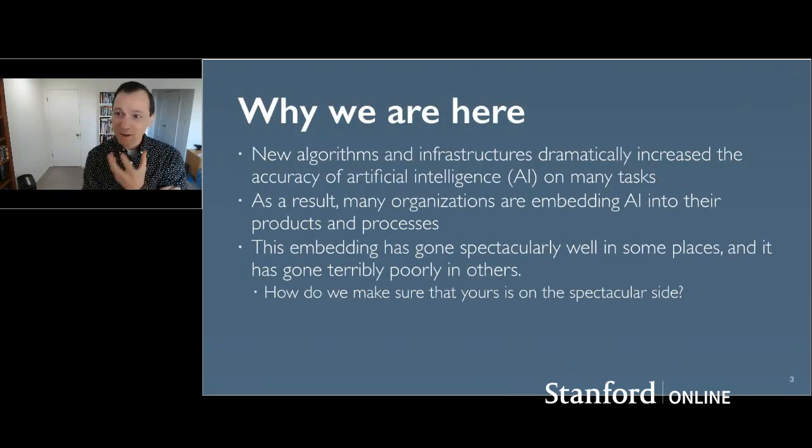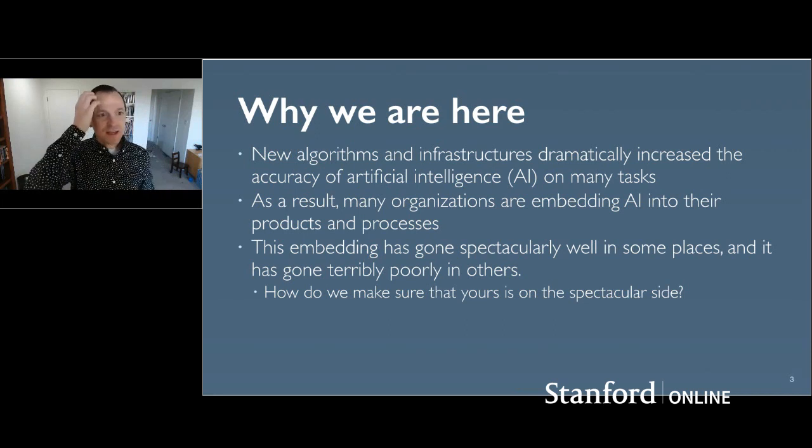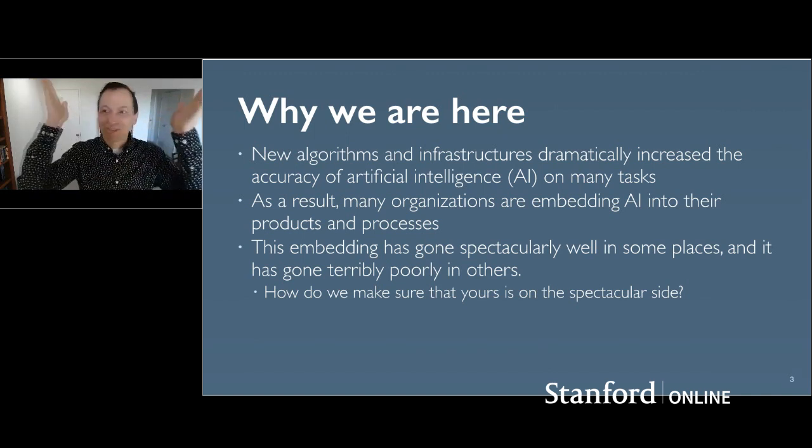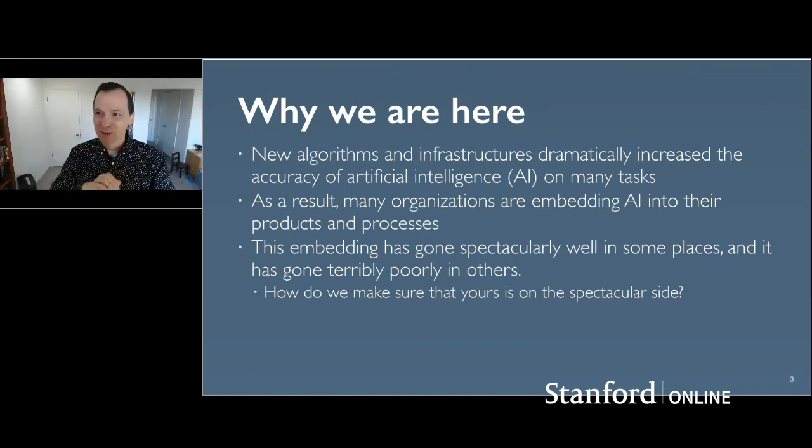Now, what I'm here to talk about today is how we've had this sea change. And I'm going to start not assuming much technical background here. We're going to start by talking about how there's been this sea change in artificial intelligence, or AI, and how it's gotten much better. We're going to talk about how that's translating into organizations embedding AI into their products and their processes, and this divergence between sometimes this goes spectacularly well, and sometimes it goes not quite as well as you'd expect, as you'd hope. And so the question we're here to talk about is, how do we make sure that our experience is more on the spectacular side and less on the dumpster fire?